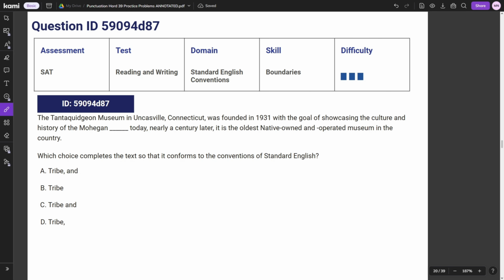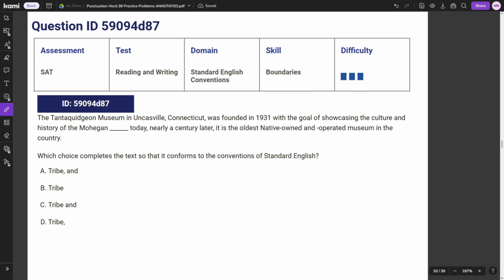Question number 20, let's look at our answer choices. Now you've heard me say that whenever you have a colon, semicolon, or period by itself in the answer choices, most likely that's going to be the answer. Now we're going to add another item to that list. Whenever you have a comma and a fanboy by itself in the answer choices, that's also most likely going to be the answer.